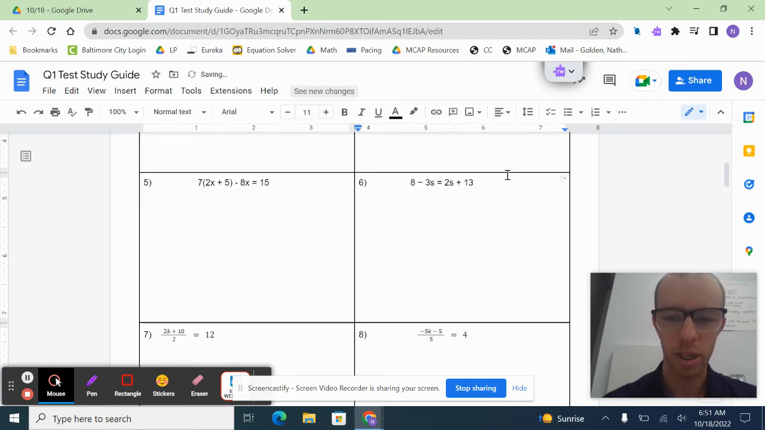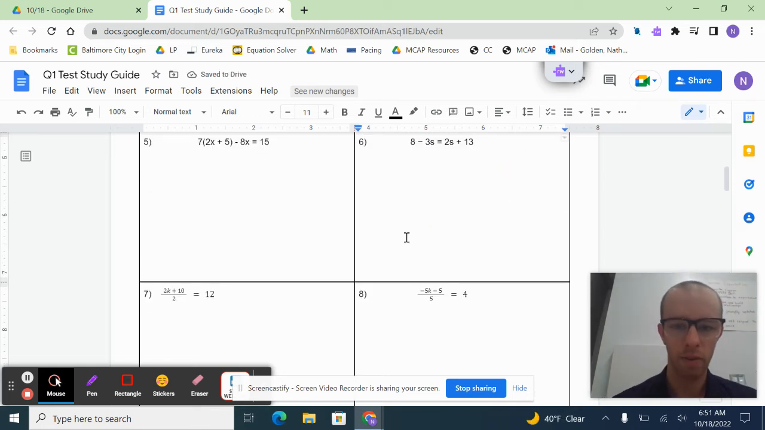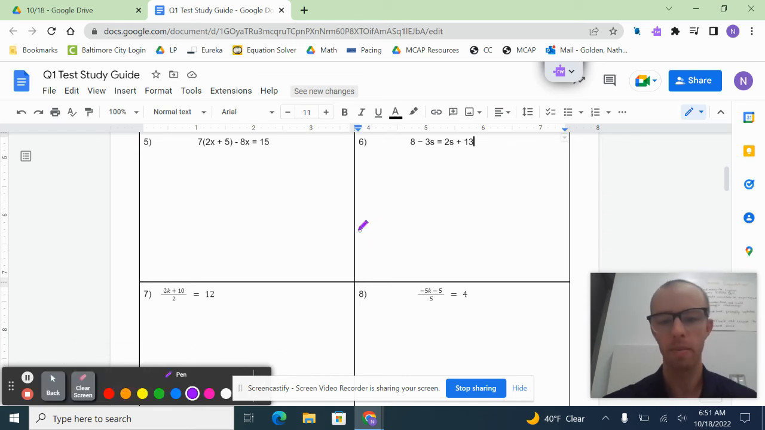All right, number 6. We have 8 minus 3s equals 2s plus 13. I have variables on both sides. When I have variables on both sides, I need to get rid of one of them and move it to the other side. And I like to choose to get rid of the smaller variable term. That way I'm not dealing with negatives. It's a personal preference. You can get rid of whatever you want. I have a negative 3s on this side and a 2s on this side. Remember, we can't combine when they're on different sides.